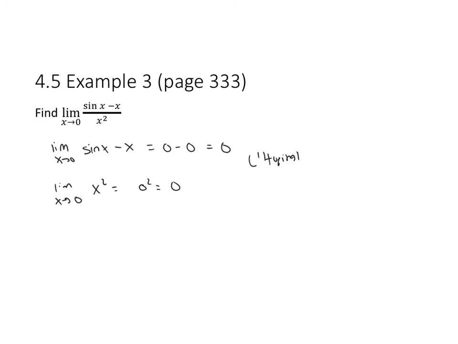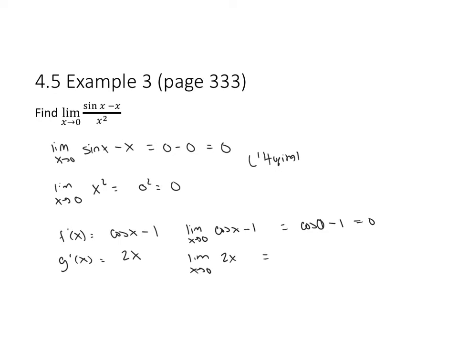It tells me to take the derivative of the numerator. The derivative of sine is cosine x. The derivative of x is 1. And then the derivative of the denominator, which is 2x. And now I'm going to take the limit as x goes to 0 of each of these. Now hopefully remember that the cosine of 0 is 1. So we have 1 minus 1, or 0 there. And again, we get the limit as x goes to 0 of 2x, which is 2 times 0, or 0.